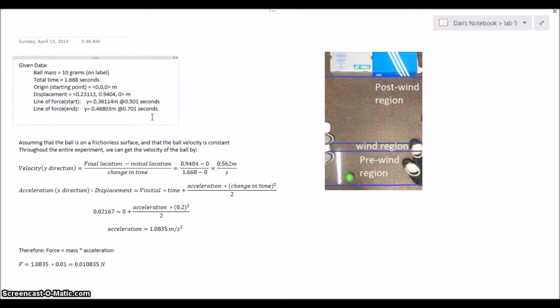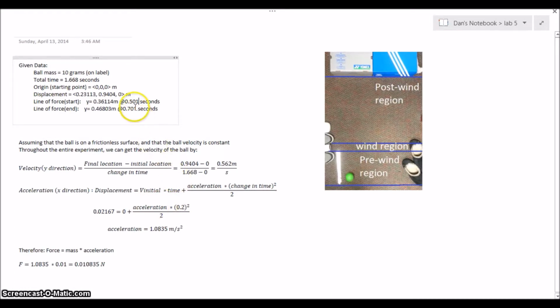So the next one is acceleration, which comes from d equals v initial times time plus acceleration times change in time squared over 2. The displacement along the x-axis in the wind region happens to be about 0.02167 meters. V initial at the time was 0 meters per second, so this entire block over here is disregarded. Acceleration is what we're trying to solve for.